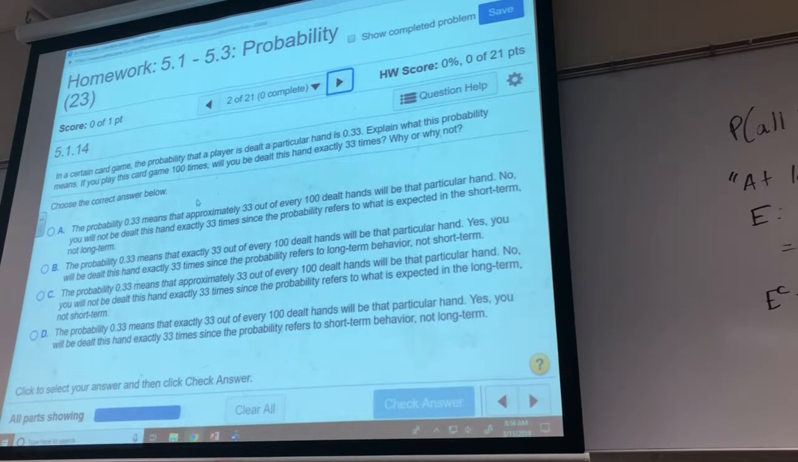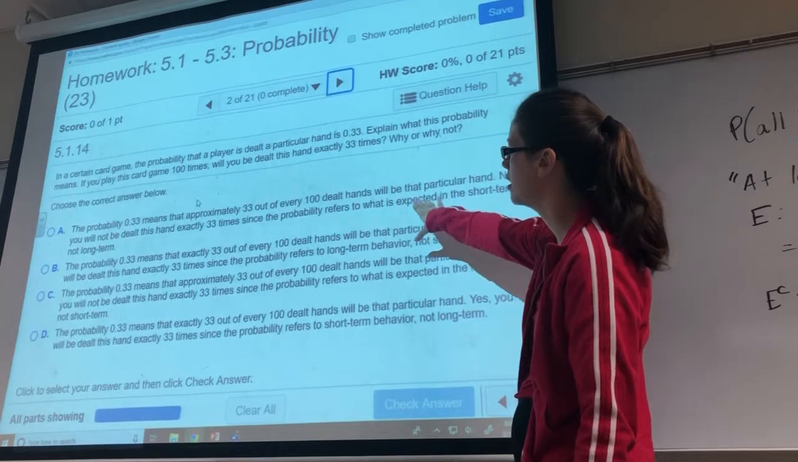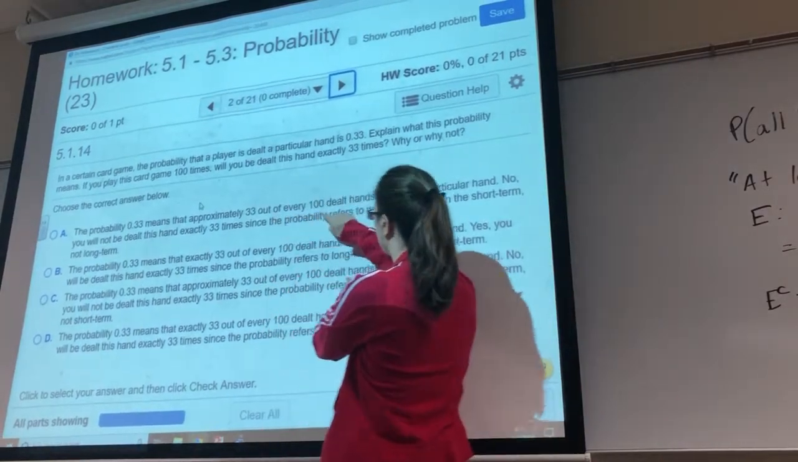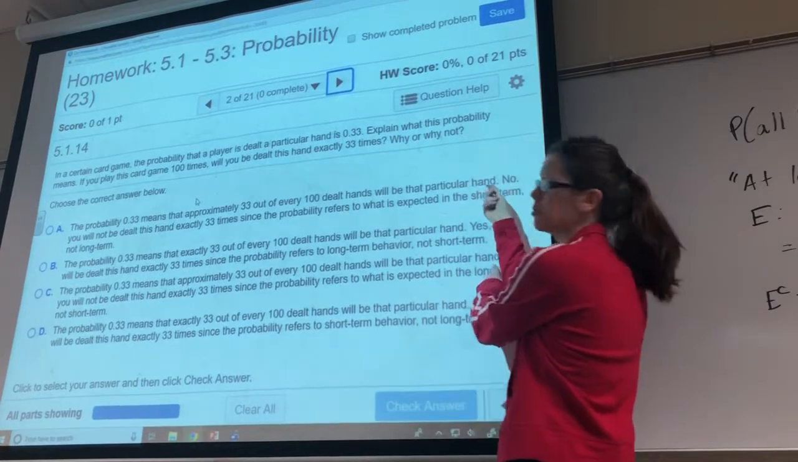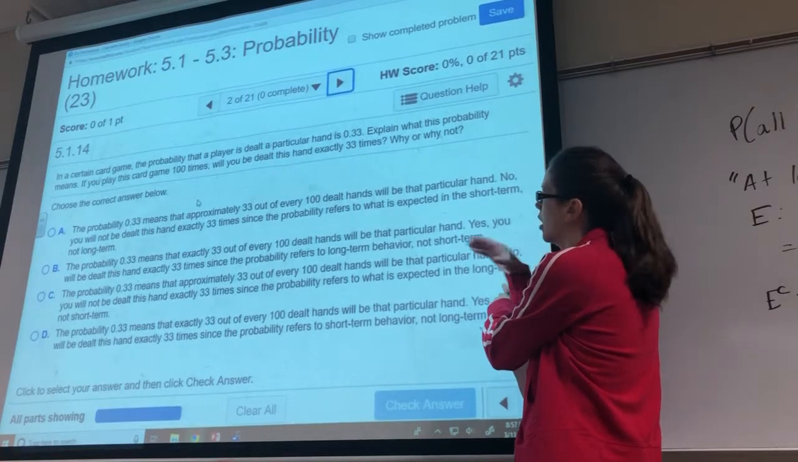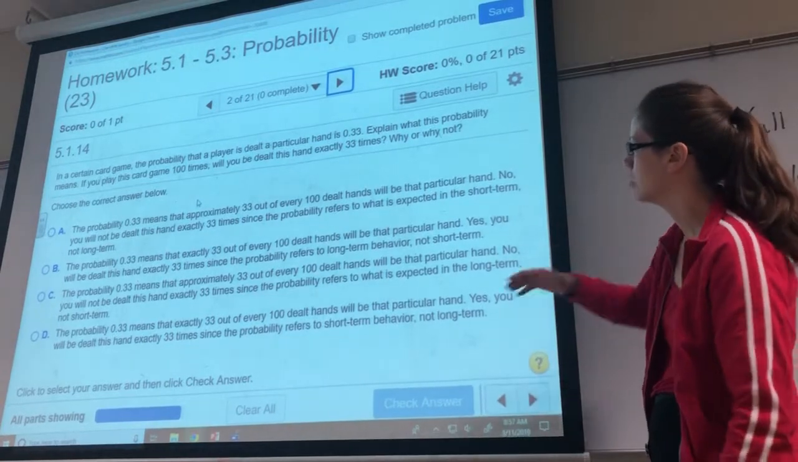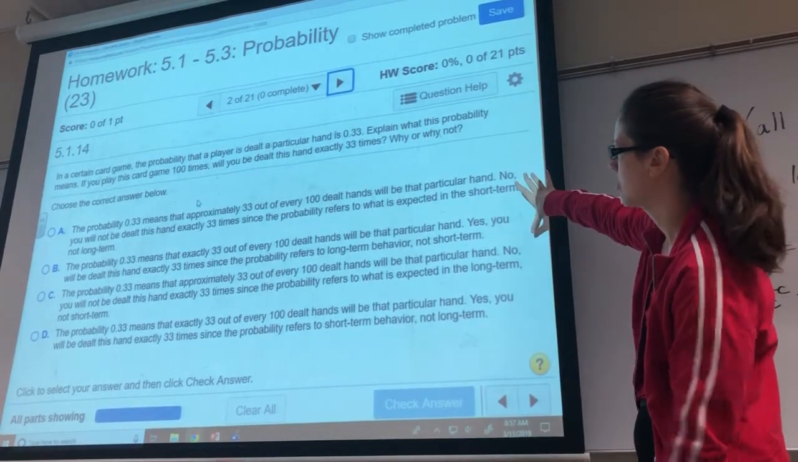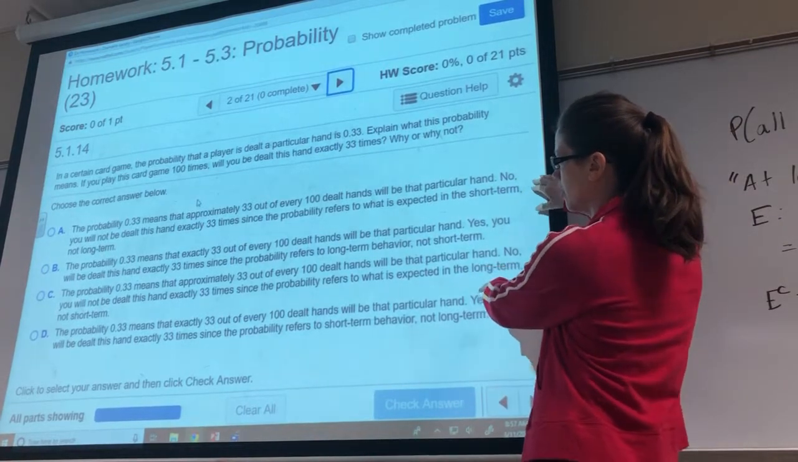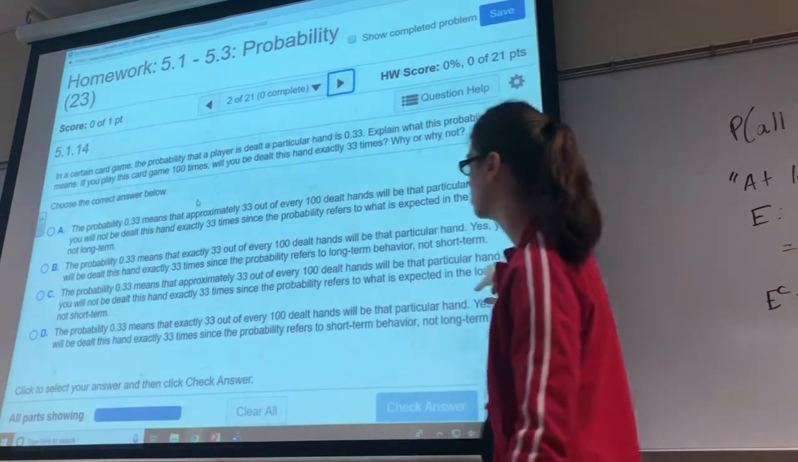That's just how many you would anticipate, but it might be 34, it might be 32, it might be 40. You don't know, but it should be somewhere around 33, you would think. So you're just going to interpret them approximately. Here, 33 out of every 100 dealt hands will be that particular hand, so it's always approximately, never exact, because this probability is based on what's happening long term. It doesn't guarantee what's going to happen in the short term. So in this case, no, you will not be dealt this hand exactly 33 times, since probability refers to what is expected in the long term, not the short term. So you would select C for that.